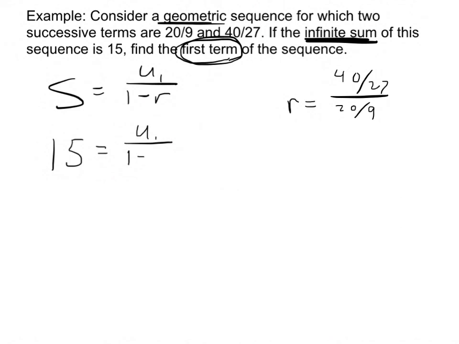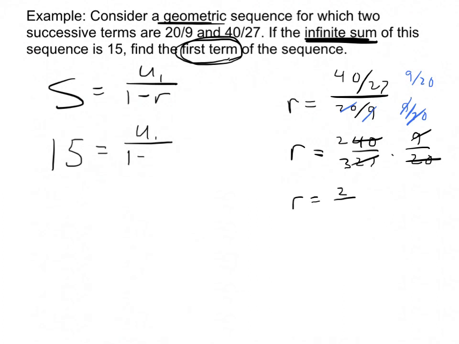If you haven't paused the video so far, definitely do it here. How would you simplify that? I mentioned the secret in the previous example, so work that out. Hopefully what you remember is that you multiply by the reciprocal of the denominator, 9/20. When you do that, the denominator turns into 1. In the numerator, you've got 40 over 27 times 9 over 20, and in this case I made it cancel out nicely. You've got 2 here and 3 here, so your common ratio is 2/3.